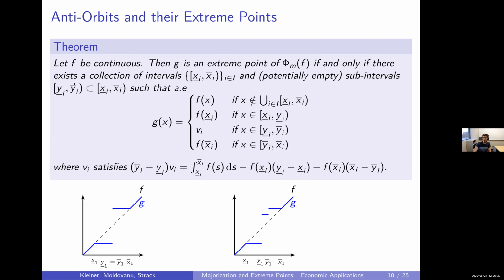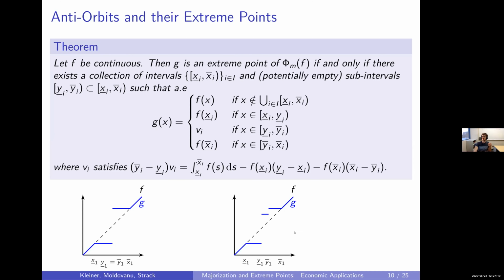So if the subinterval y lower bar to y upper bar is empty, then the function G takes only two values on this interval. And the only other possibility for an extreme point is that the function G takes three values on this interval, like here, where you have a non-degenerate interval y lower bar to y upper bar, where the function takes some value b, such that again, on average, the function value of G equals the function value of F.